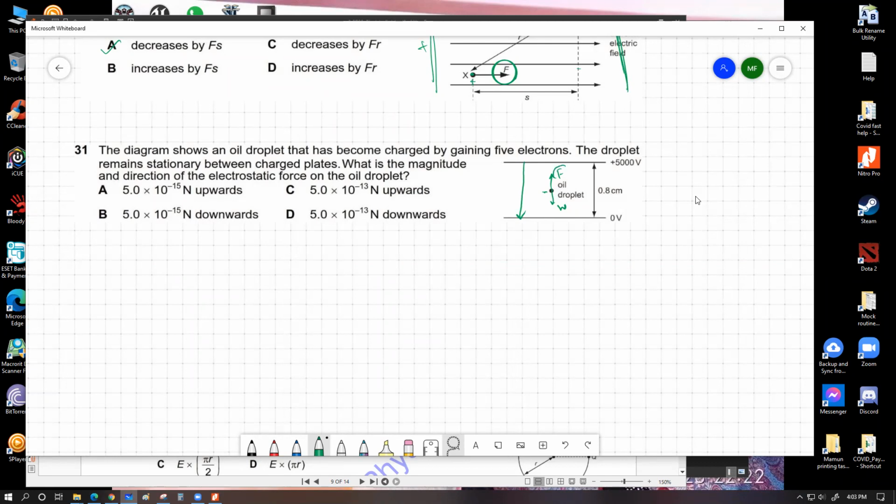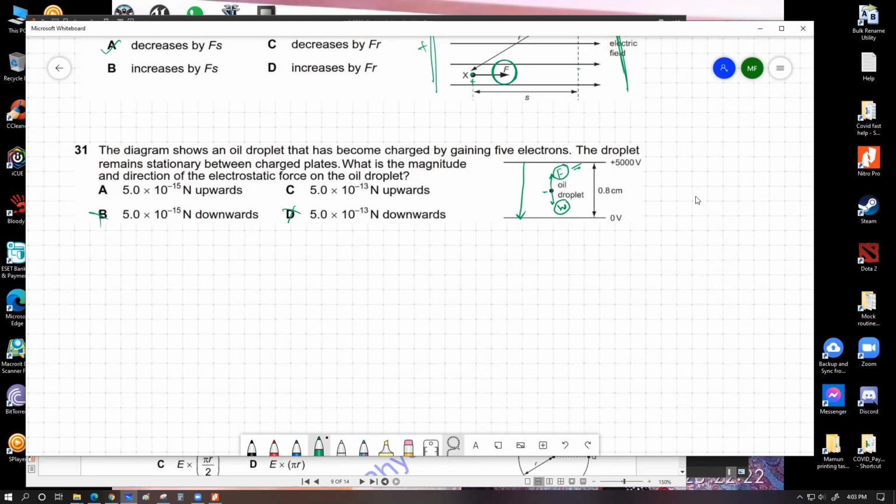So the electric force is going to be working upwards, the weight is going to be working downwards. They will balance each other to give us equilibrium. However, the question is asking what is the magnitude and direction of the electrostatic force on the oil droplet? Electrostatic force must work upwards, not downwards. What is working downwards? Which means B and D are crossed out.